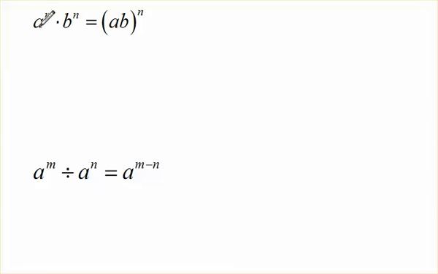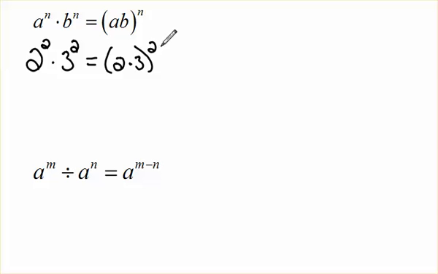Now, just to see if this is a true statement or not, let's call A 2, and N would be 2 also. B, let's call 3, and N has to be 2 again, because those exponents have to be the same. So according to this rule, that would be the same thing as saying 2 times 3 squared. So let's just see if it's true. 2 squared would be 4, because 2 times 2 is 4, times 3 squared is 9, because 3 times 3 is 9, and 4 times 9 is 36.